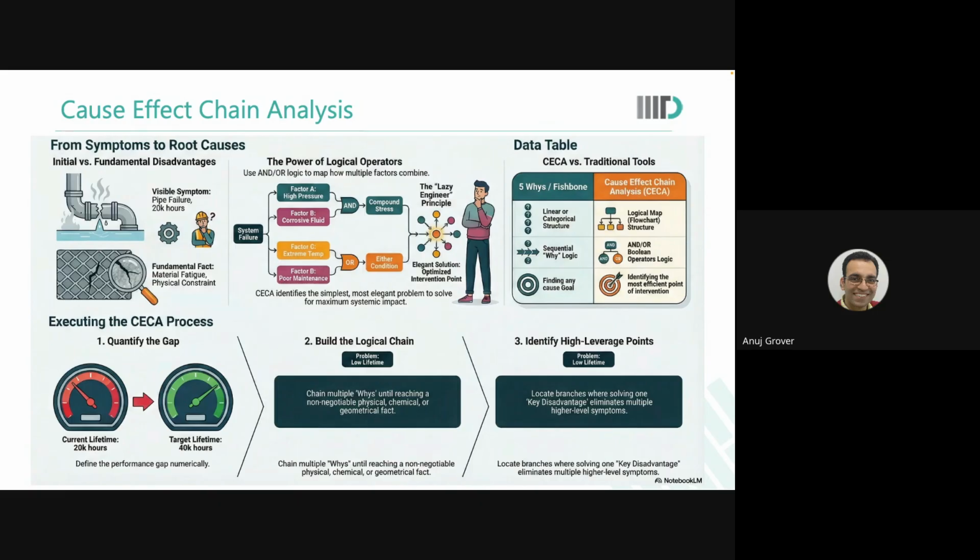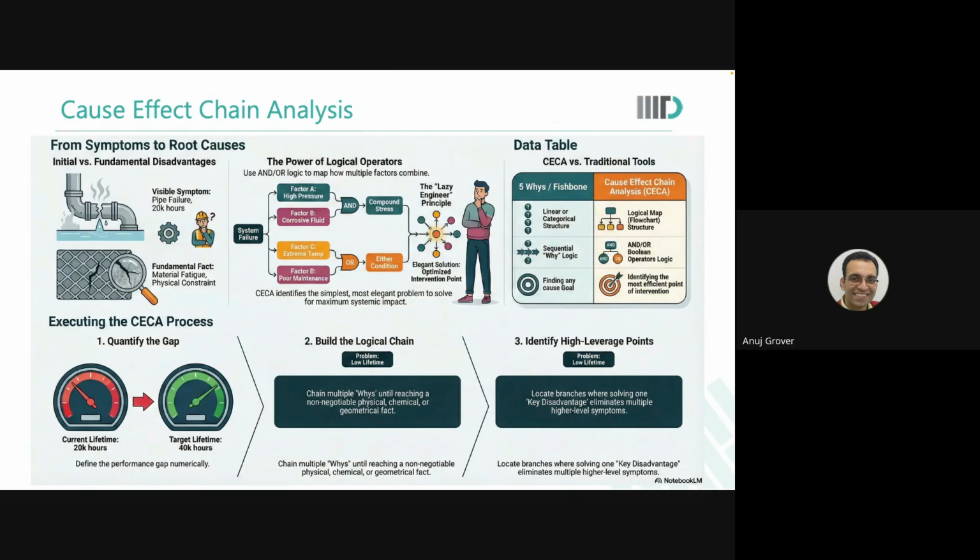Once we reach where? Once we reach a limitation of physical, geometrical, chemical, biological, some such characteristic, limitation, parametric things. Once we reach there, we say, or in one case also user specification, user requirement. But this is a user requirement. So that is what is called the key disadvantage.